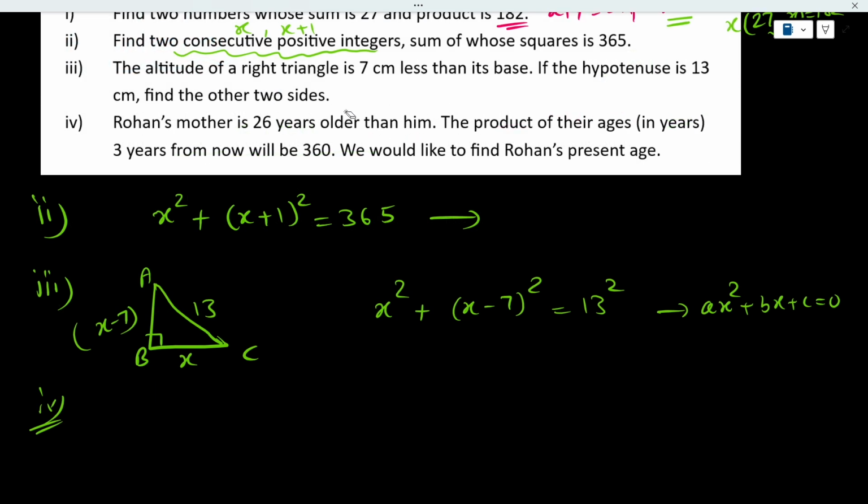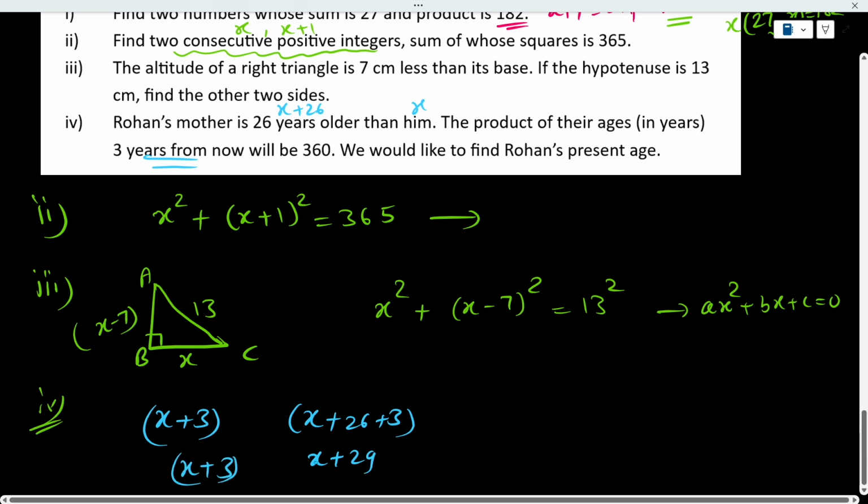What is given in the age-based question? Rohan's mother is 26 years older than him. So if Rohan's present age is x, then his mother's present age is x + 26. Then what is given here? The product of their ages 3 years from now. So after 3 years, what will happen to their ages? It will be x + 3 and x + 26 + 3, right? So this is x + 29, this is x + 3. Now this product is going to be 360.